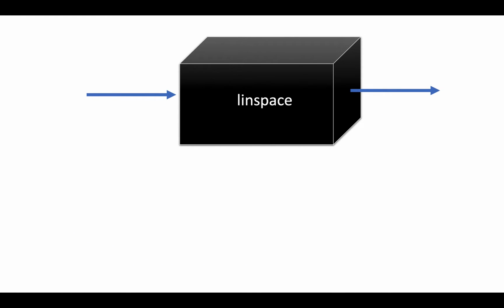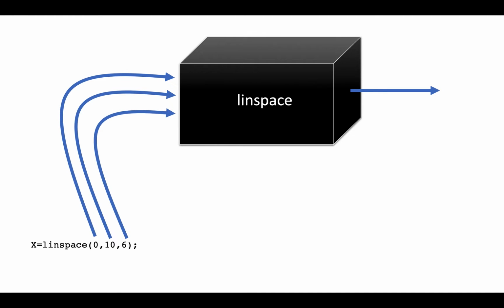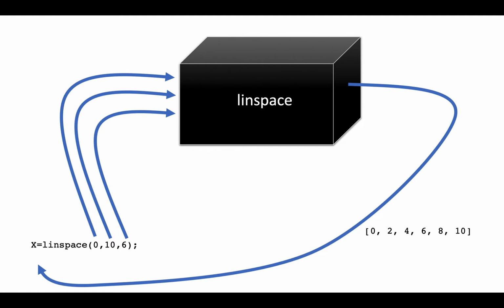Another function that is commonly used in MATLAB is the linspace function. Linspace, though, takes 3 inputs instead of 1, and then outputs 1 vector. An example of linspace using 3 inputs is 0, 10, and 6. In this case, MATLAB is going to create a vector that starts at 0, ends at 10, and has 6 elements. These inputs are put into this black box built-in function, and then MATLAB will output the vector 0, 2, 4, 6, 8, and 10, which will then be saved into your variable x.